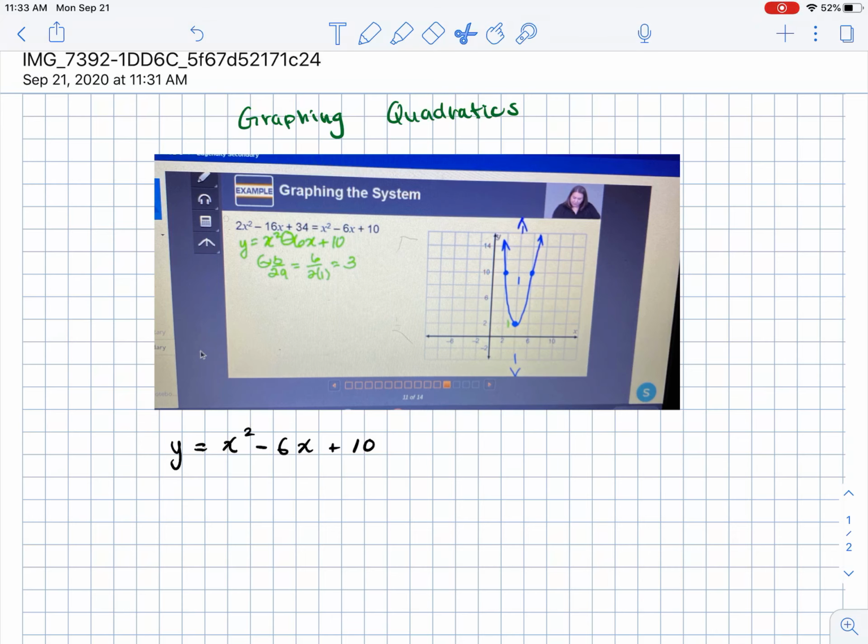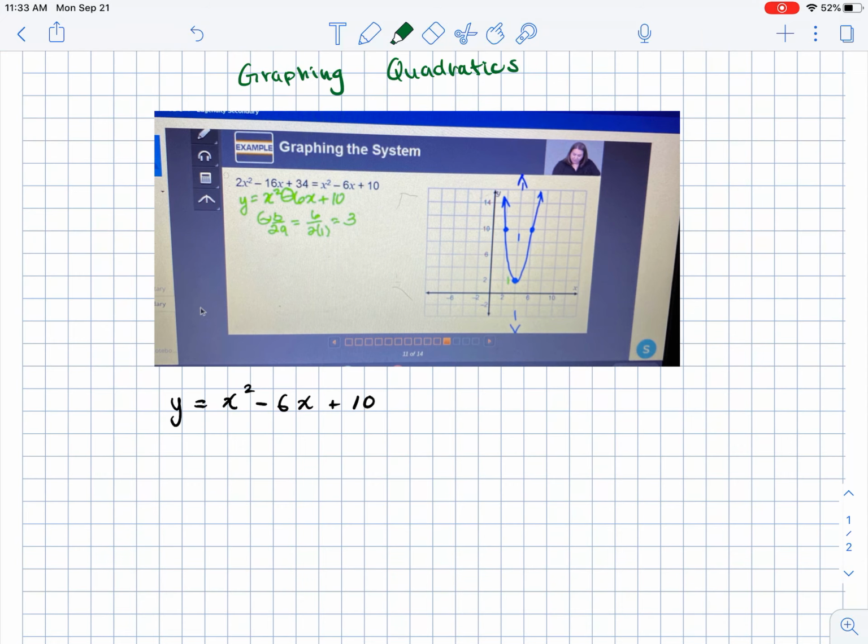So here's a question on graphing a quadratic. You'll notice here that the instructor got the initial equation and she simplified it. I actually wrote this exact equation down here. And now our goal is to graph this quadratic.